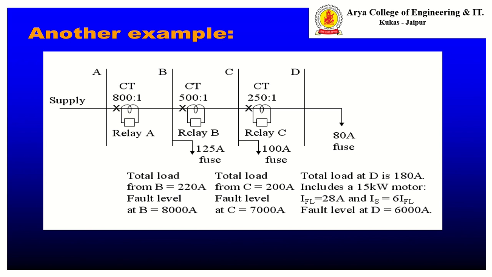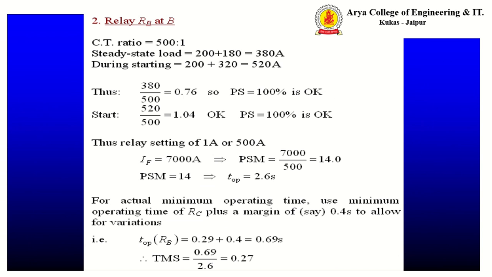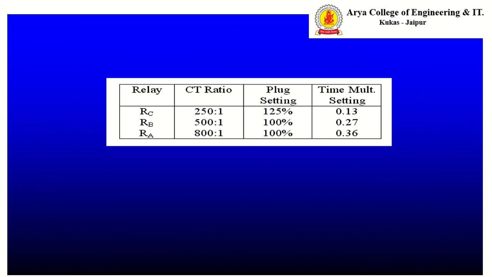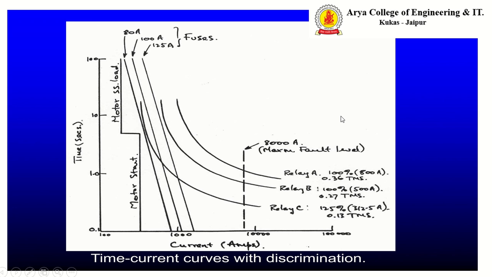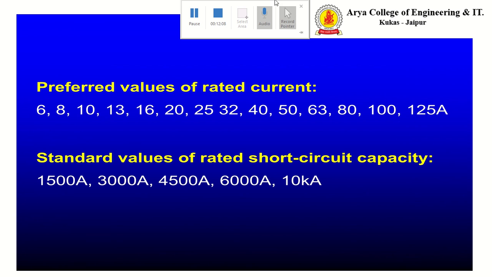Another example is shown here by a diagram: relay B and relay C with different CT ratios. By changing the CT ratio value, plug setting multiplier and time setting multiplier, we can easily detect the operating conditions and what basic settings must be provided for a particular relay. Here we see different CT ratios, 250 to 1, 500 to 1, 800 to 1. We see the plug settings that must be there, and the time multiplier setting, and then we plot these two time current curves for discrimination purposes.